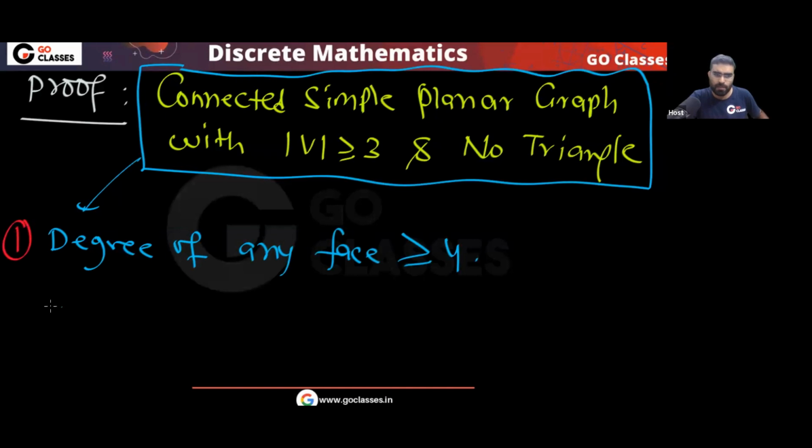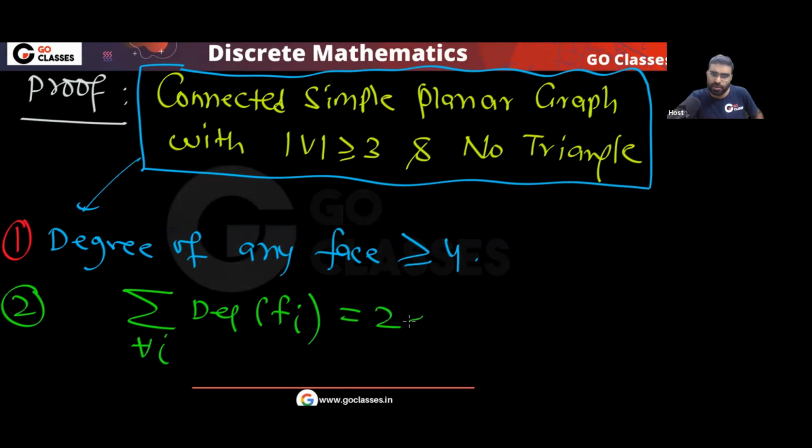What is the second point? You already know the total degree of faces. What will be the total degree of faces? That will be twice the number of edges. Yes or no? Now you tell me, this 4 is the minimum, right? Agree? I can say this is the minimum.